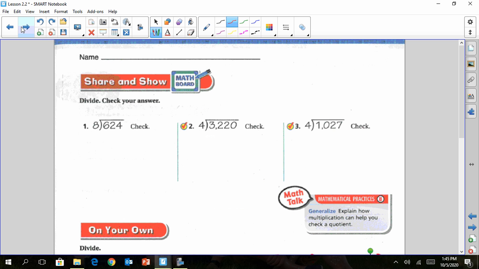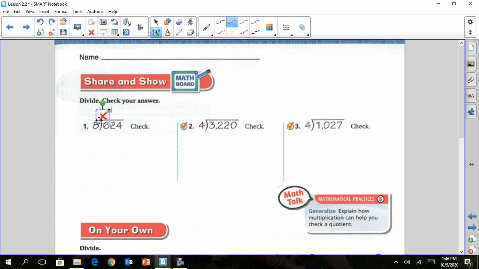On the next examples here, we'll work through each one of these. It does say check. You can check it on your own if you would like. We're not going to spend any time checking this, but again, you can take quotient times divisor plus any remainder, and that will give you your dividend. So let's go ahead and start here. 8 is trying to go into 624, so we say 624 divided by 8.